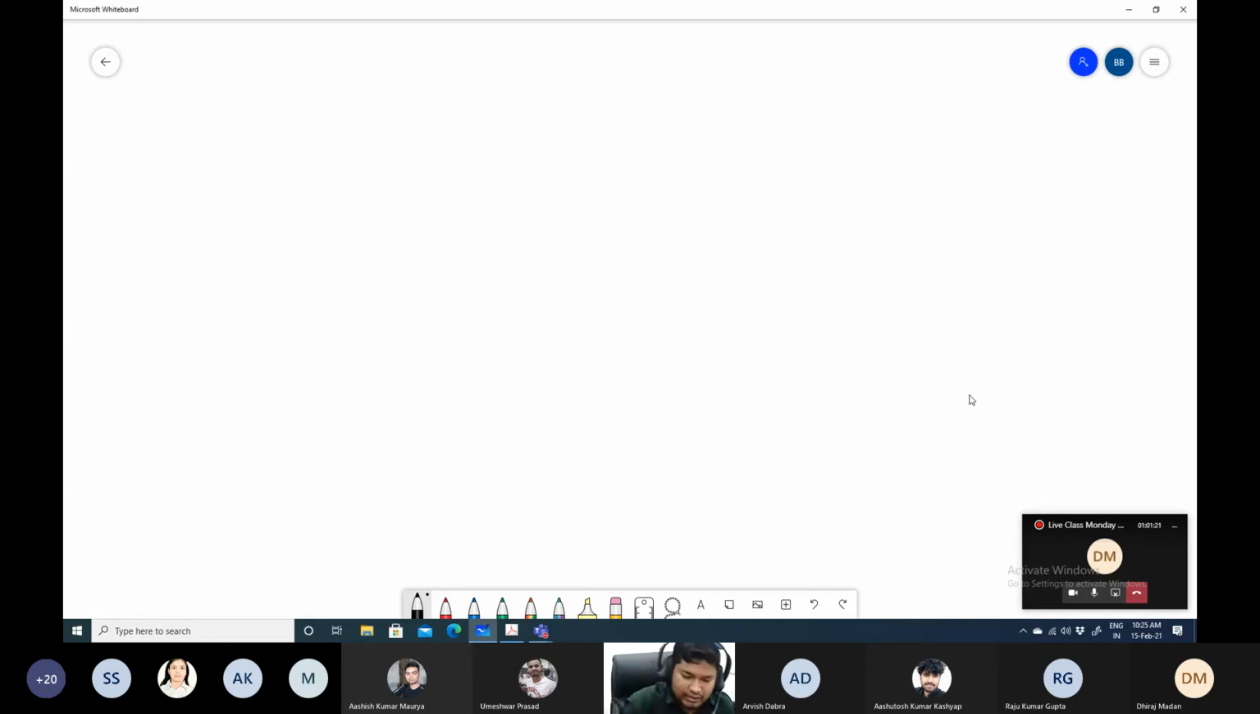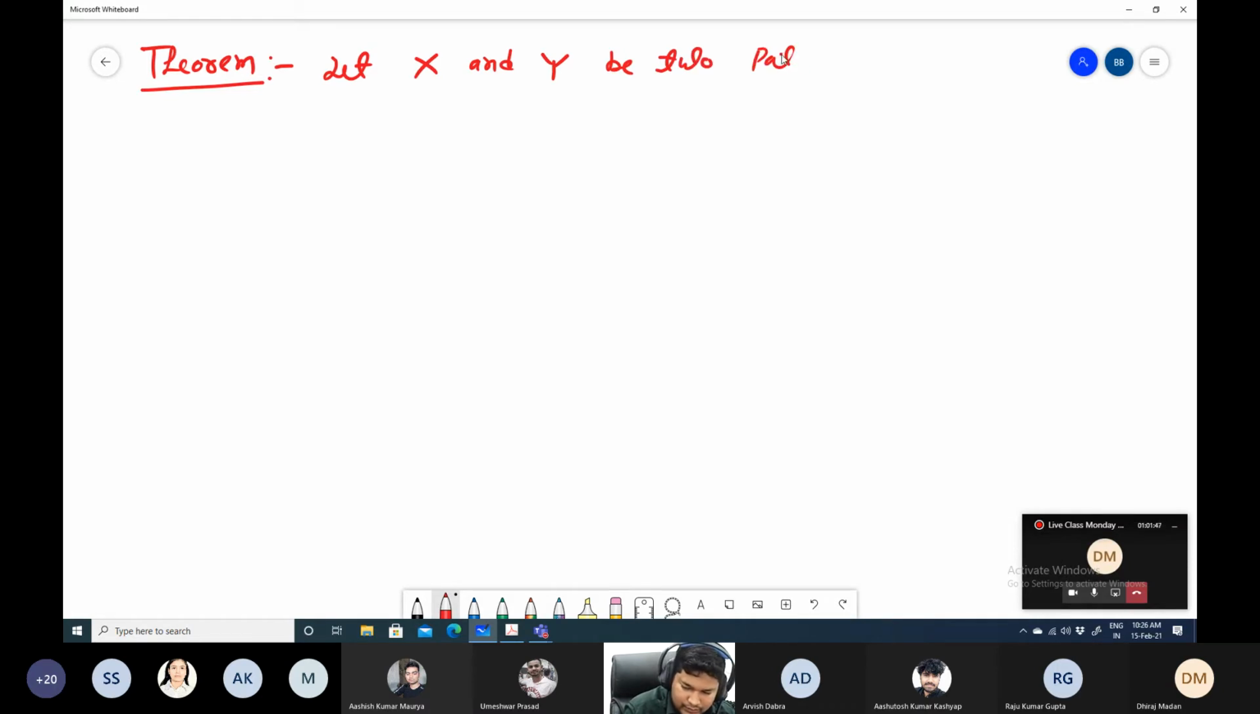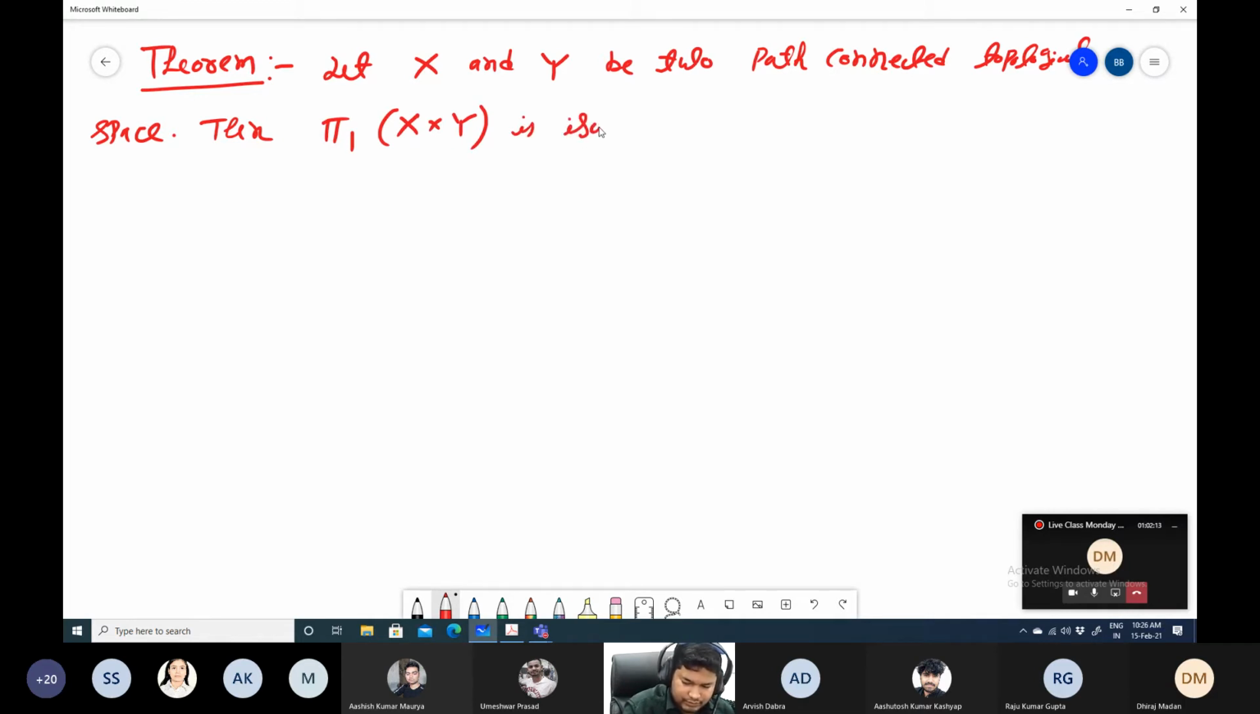Now we prove another interesting thing, that is how to calculate the fundamental group of a product space. Now that is actually again trivial. So today I am proving only the trivial proofs. So let X and Y be path connected topological spaces. Okay, so then pi1(X cross Y) is isomorphic to pi1(X) product with pi1(Y).